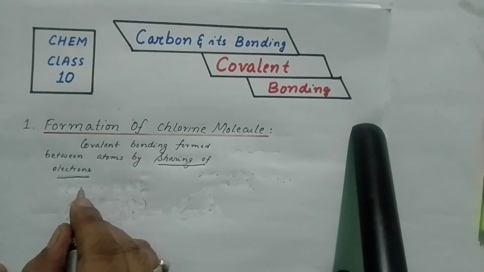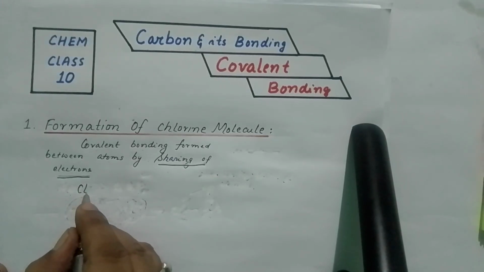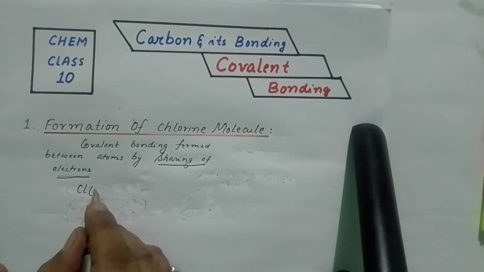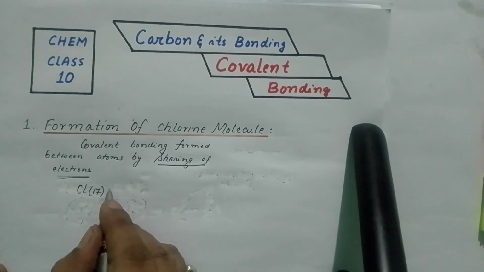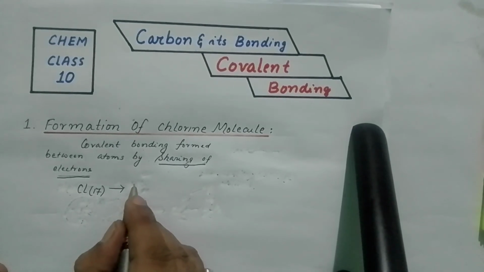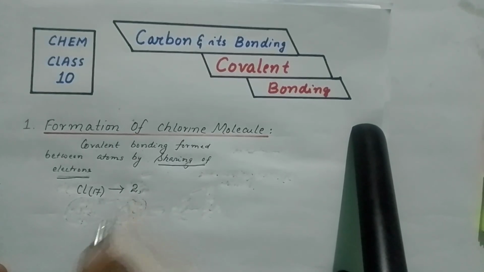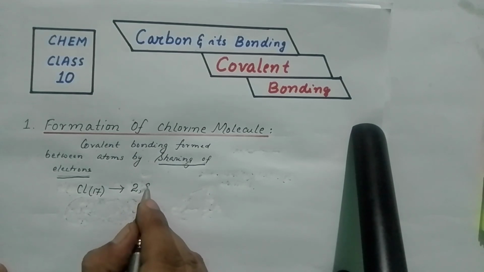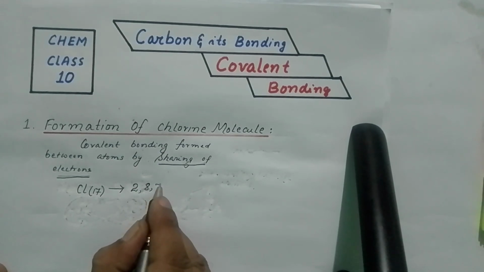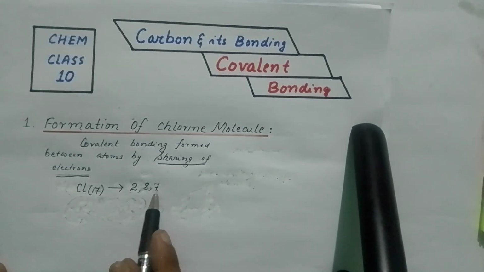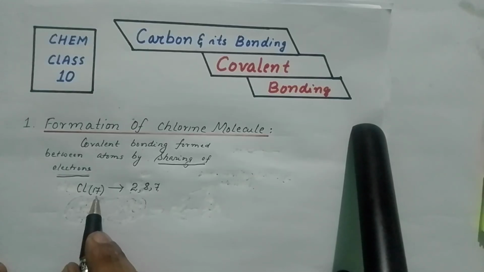Now we'll study chlorine and its stability. So what is the atomic number of chlorine? Yes, 17. How many electrons go in the first orbit? 2. In the second? 8. And 7 in the third, so 2, 8, 7. 17 is the atomic number of chlorine, right? It is one of the halogens.